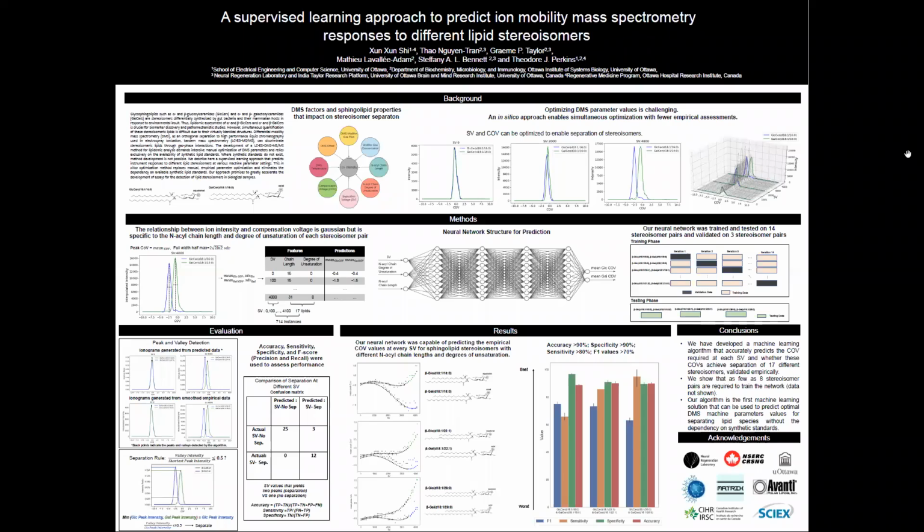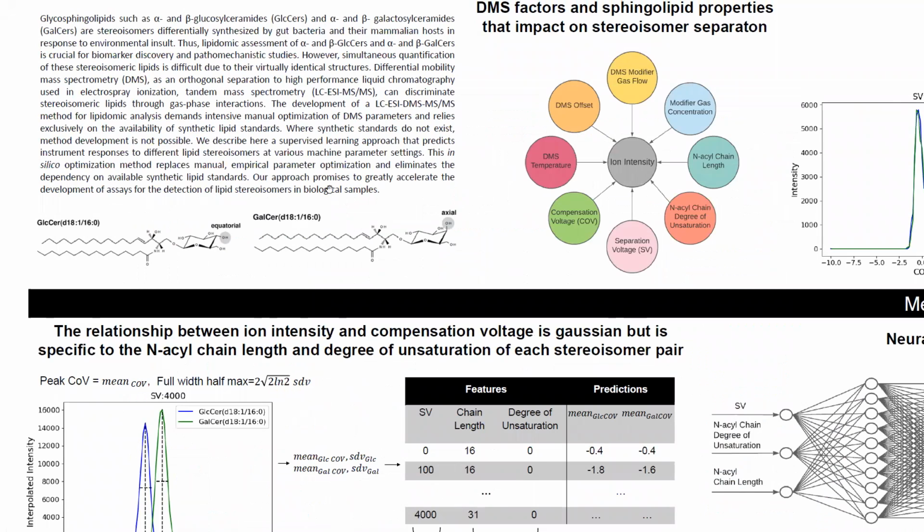Hi, my name is Xun Xun Shi, and I am a biomedical engineering student from the University of Ottawa, and I am here to present my work on a supervised learning approach to predict ion mobility mass spectrometry response for different lipid stereoisomers. Glucosylceramide and galactosylceramide, which I'll refer to in this presentation as GlcCer and GalCer, are stereoisomeric glycosphingolipids.